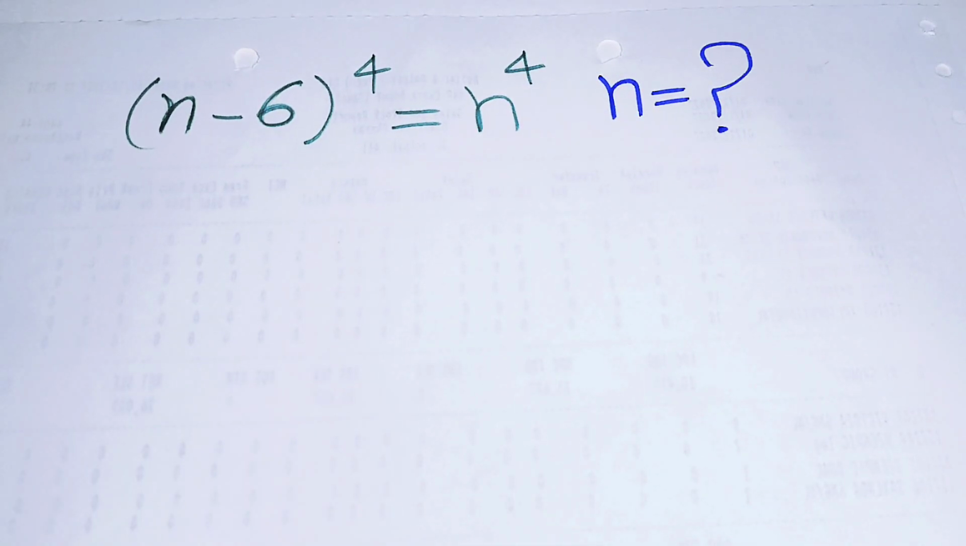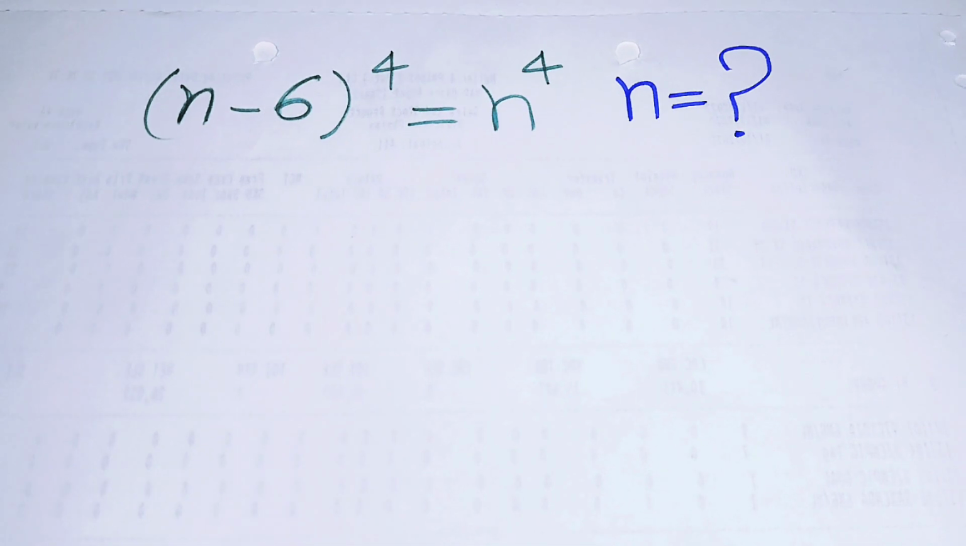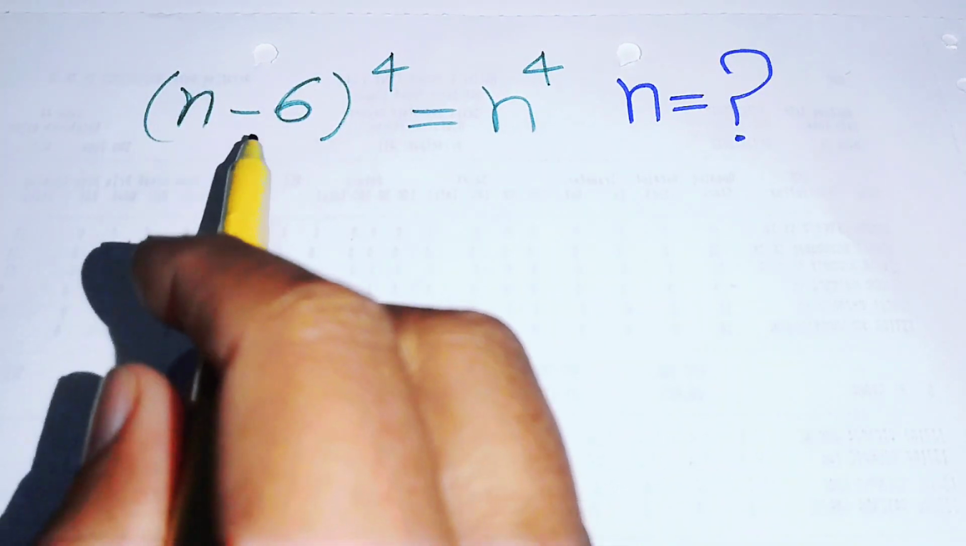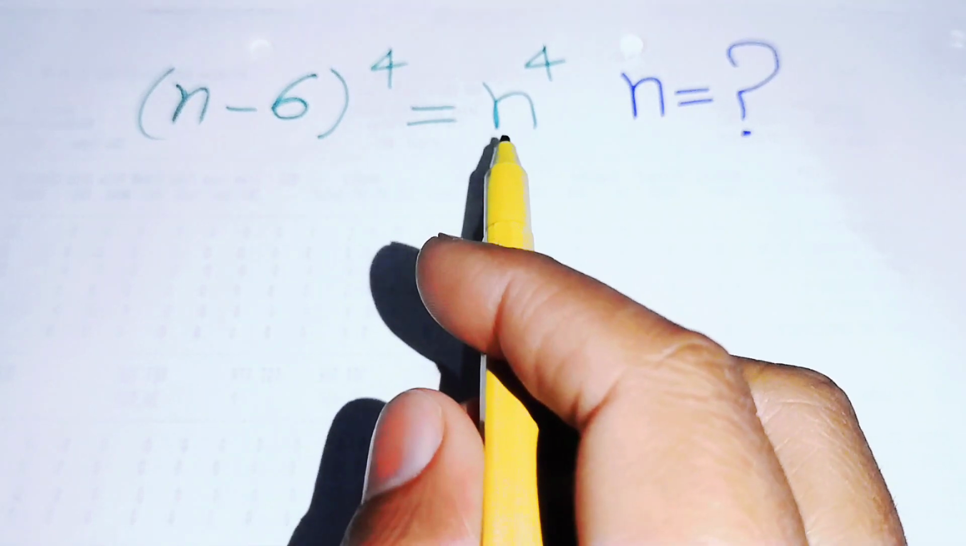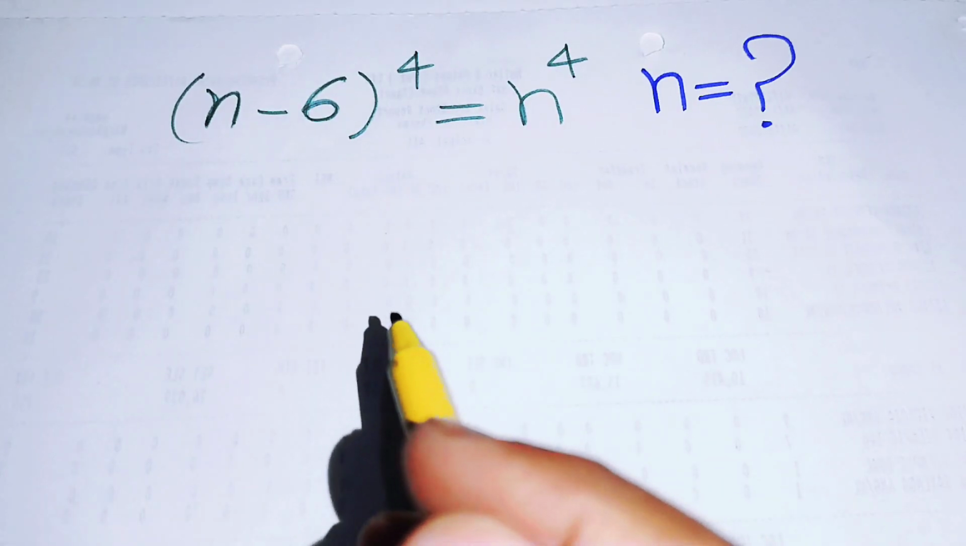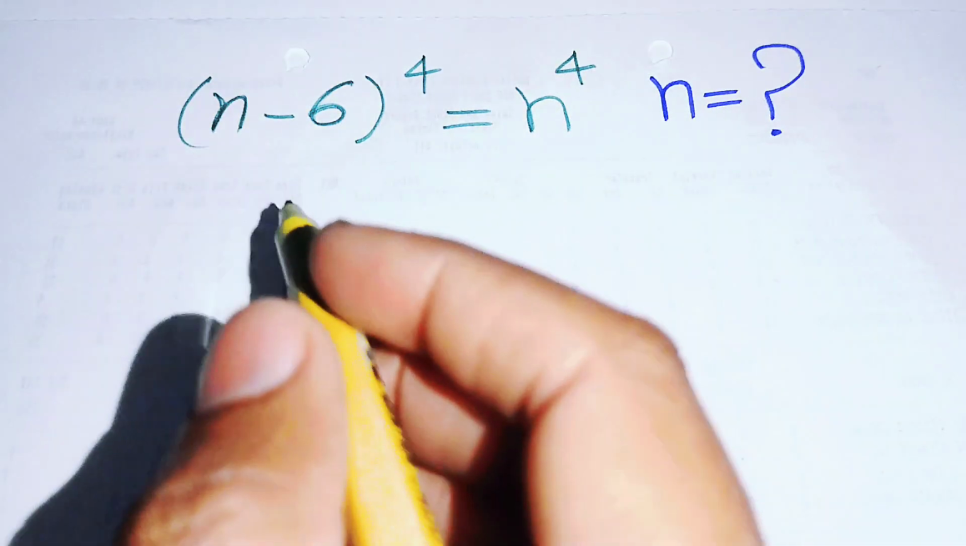In this video, we are going to solve this nice math algebra problem. And here we have (n - 6)^4 = n^4, and we solve this problem for the values of n.